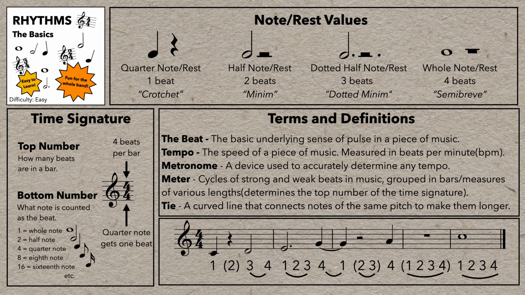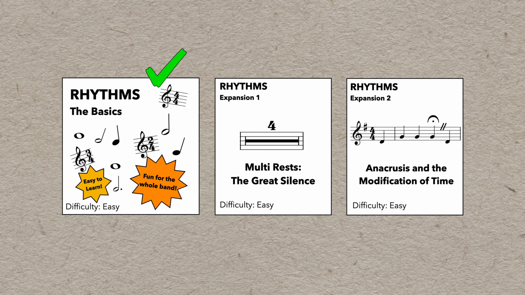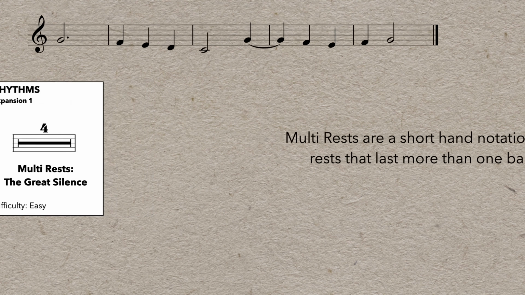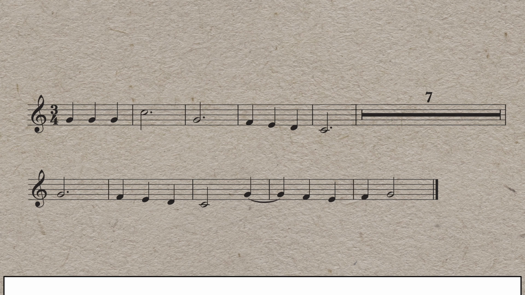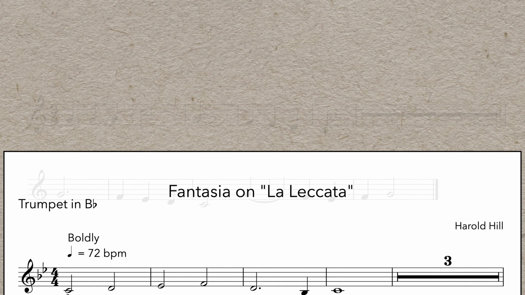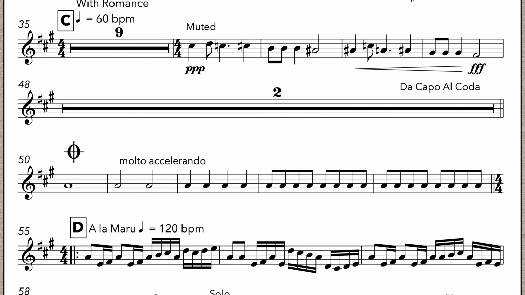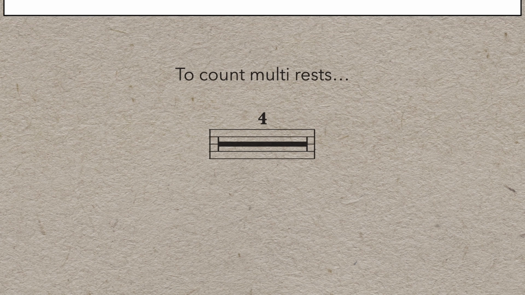If you're ready to move on, it's time for our first expansion, a small and simple but useful tool, multi-rests, the Great Silence. Multi-rests are a shorthand notation for rests that last more than one bar. This passage has a bunch of bars of rest in a row, but it's hard to tell how many there are at a glance, but with multi-rests it's really clear. Multi-rests mostly show up in longer pieces when you're playing with other instruments. Music might get boring if everybody played all the time, so composers often have different instruments or different sections featured or resting at any given time.